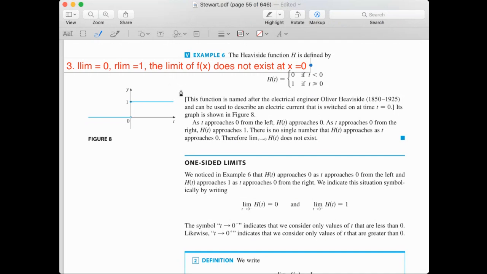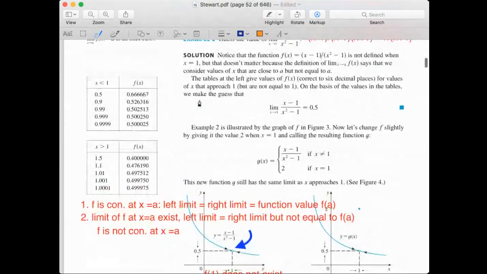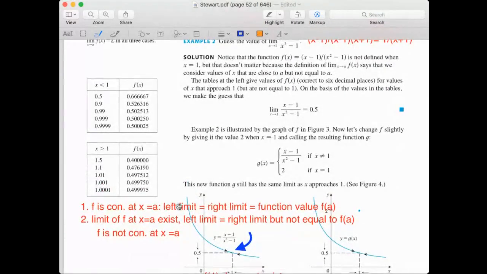Okay, so that's the third situation. I think that's it, the three situations. It covers the situations for limits. The first one is a limit exists if the function is continuous. Left limit and right limit agree, so the limit exists, and even equals the function value.